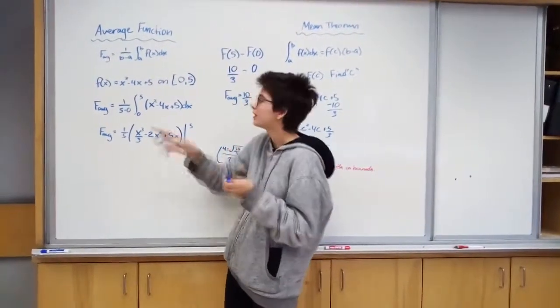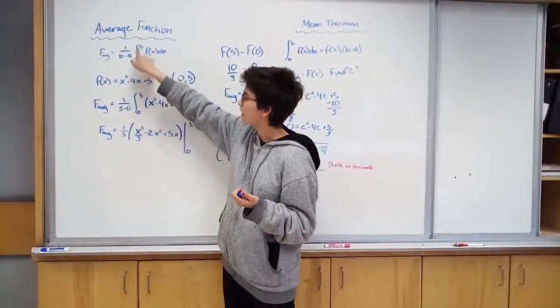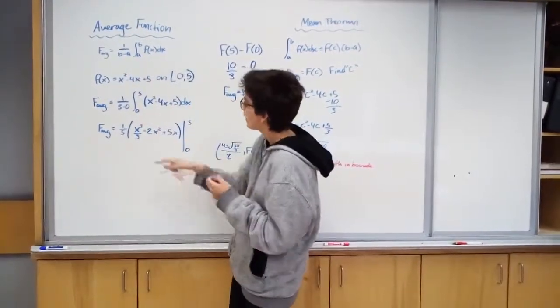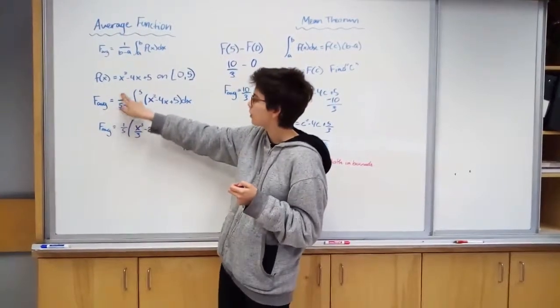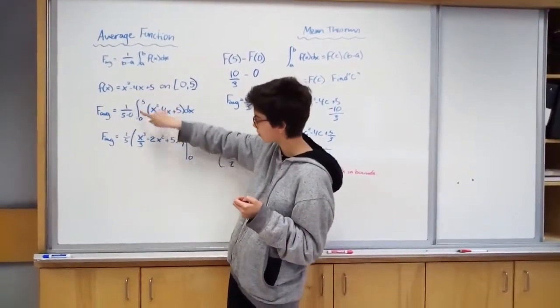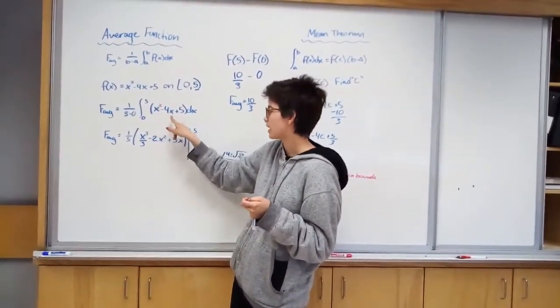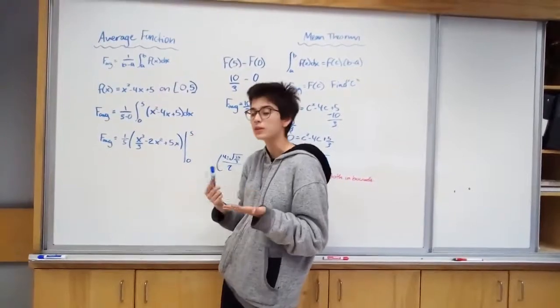But this doesn't mean that you're finding that point. These are actually the bounds that we're putting in for our a to b. So we have here that f average equals 1 over 5 minus 0, because this is a and that's b. And then we have our integral from a to b, 0 to 5, of x squared minus 4x plus 5 dx, as we've been doing this whole time.